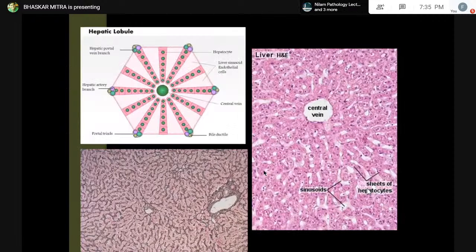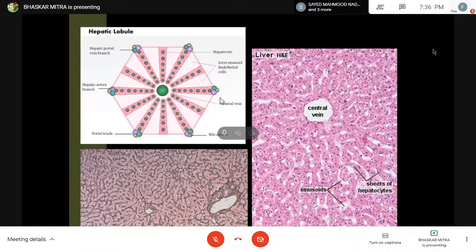Now, coming to the histomorphological anatomy, the liver lobules. From here, we will approach the liver mass. So, what is a hepatic lobule? It is a hexagonal lobule. We all know, there is a centrally placed central vein. There are the cords of hepatocytes, and at the periphery are the portal tracts or portal triads: the bile duct, hepatic artery and portal vein combination.